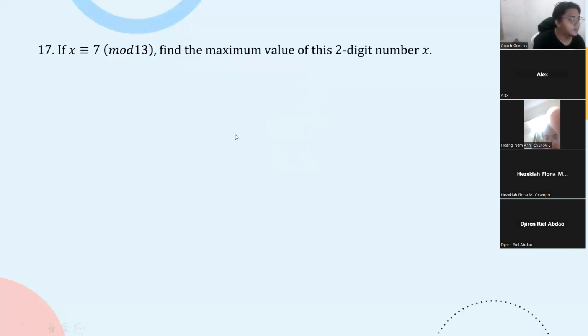Okay. For number 17, if x is congruent to 7 modulo 13, find the maximum value of this two-digit number.